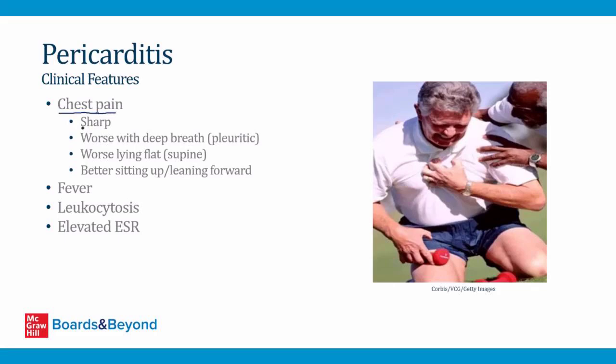It's classically described as a sharp pain, and this distinguishes it from the pressure-like chest pain that patients usually get when they have angina or myocardial infarction. And then the chest pain usually gets worse with a deep breath. Pain that does this is called pleuritic. And this happens because when you fill the rib cage with air, the pericardium tends to rub against structures.